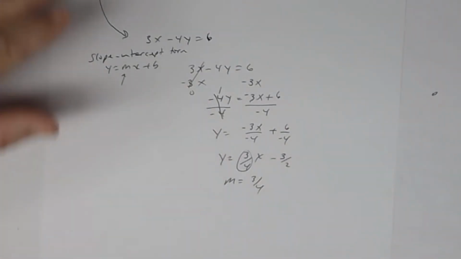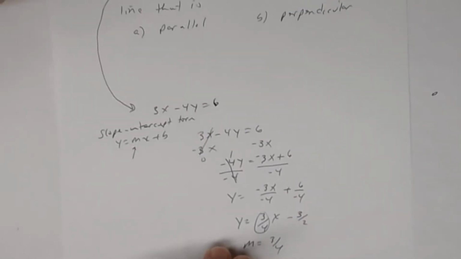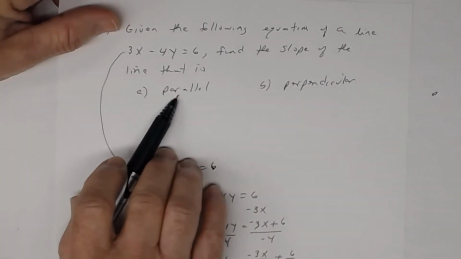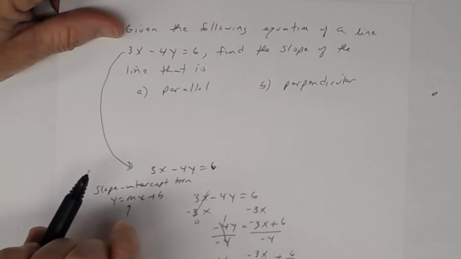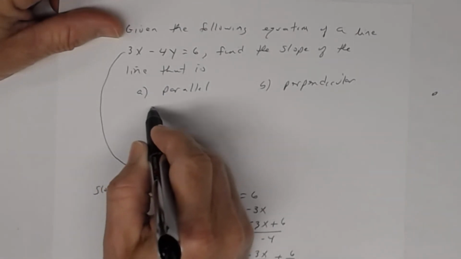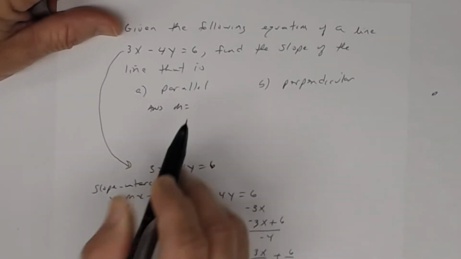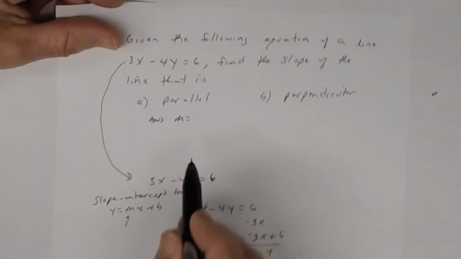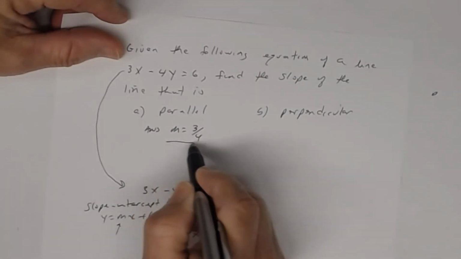All right, so we know the slope here. The slope is 3/4. So now let's answer the question. A line parallel to this will have the same slope. So the answer for this one, the slope is also going to be 3/4.